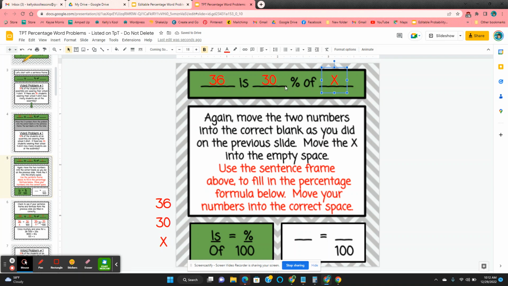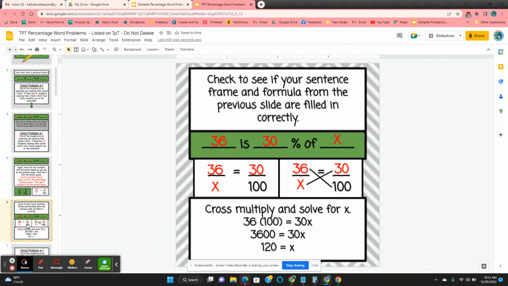Okay, and then we're going to take this from the sentence frame and put it into the formula is over of equals percent over 100. And again, the percentage is the easiest one. I would always do that one first. 36 is the number next to is, and X is next to of. Now that we've got that in the formula, we're going to move to the next slide. And they're going to check to see if they did that correctly.